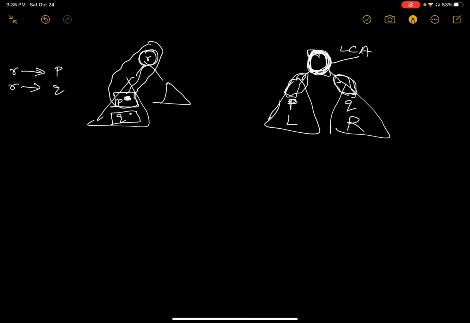Also, we can consider it this way: all the nodes from the node R till the node P are common in both the path from R to Q as well as from the node R to P.